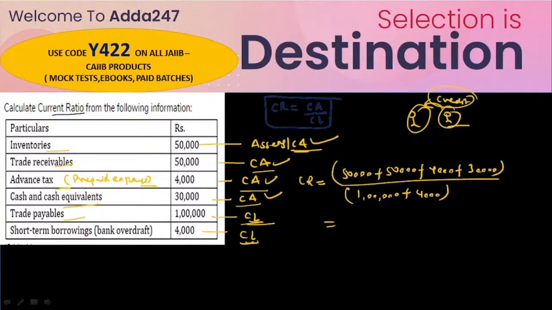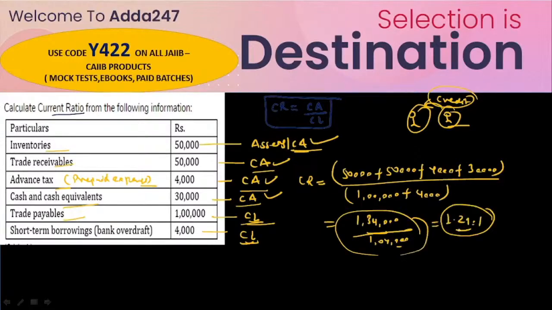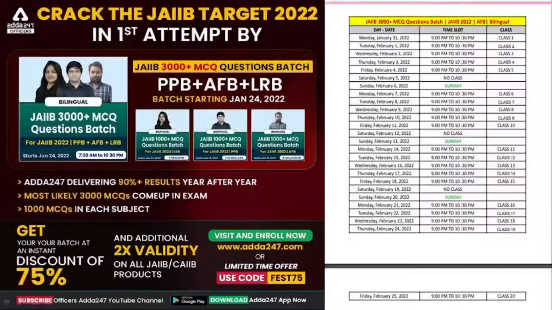Okay, now you have to just sum up these terms, that will be equal to 1 lakh 34,000 rupees, and it is divided by 1 lakh 4,000 rupees, and you have to just solve this and you will get the answer 1.29 is to 1. So that would be your answer for the current ratio. It is very simple if you just understand how you categorize all the particulars in the current assets as well as the current liabilities. Okay, I hope it is clear now.